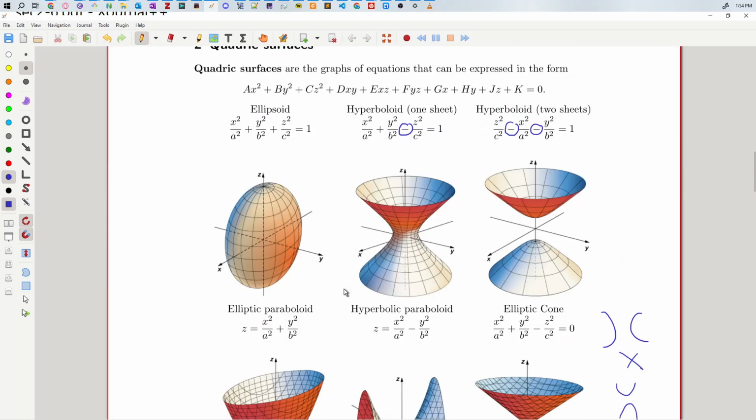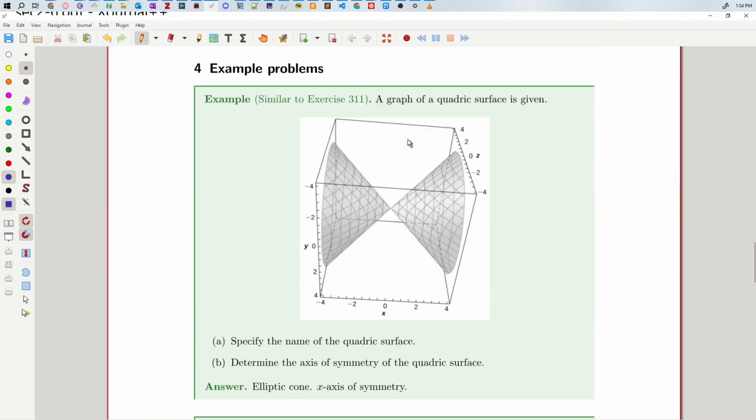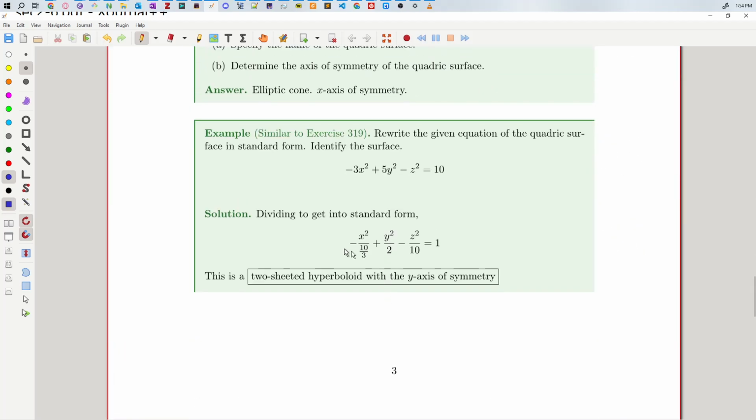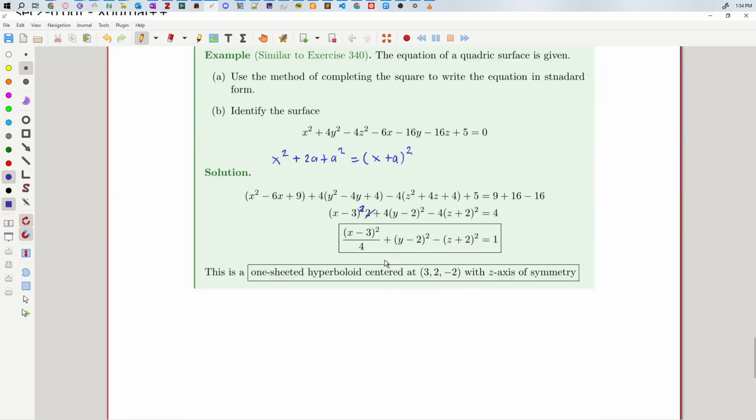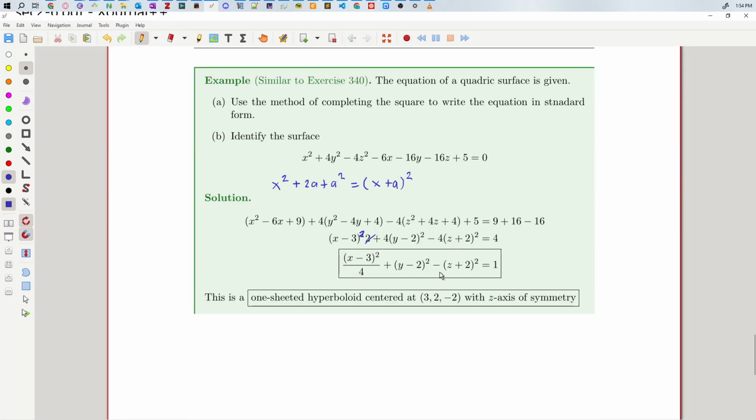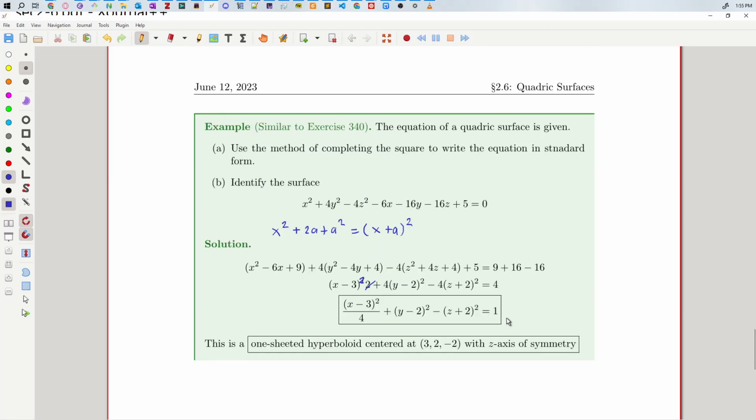I guess I would not have this memorized, but it's possible to. Just one negative means that it's a one-sheeted hyperboloid, and the odd one out is the axis of symmetry. So it's the z-axis of symmetry, and the center is something we can identify as well. So that's how much we've offset the x, y, and z. So we've offset x by 3, y by 2, and z by negative 2. So the center is 3, 2, negative 2. And that's all I've got.